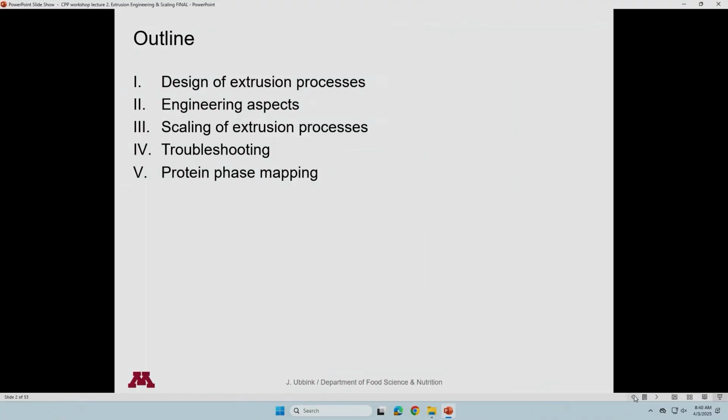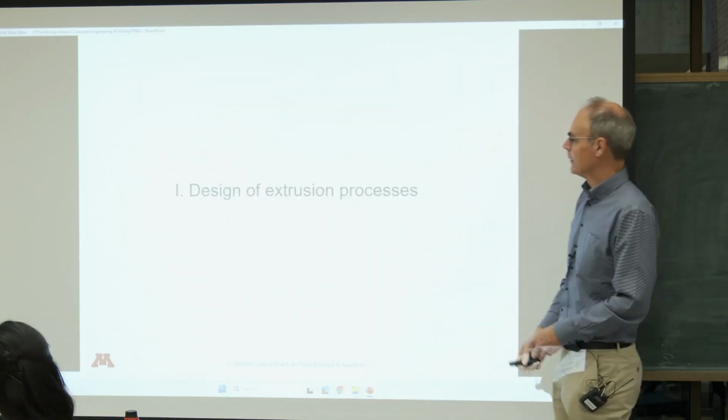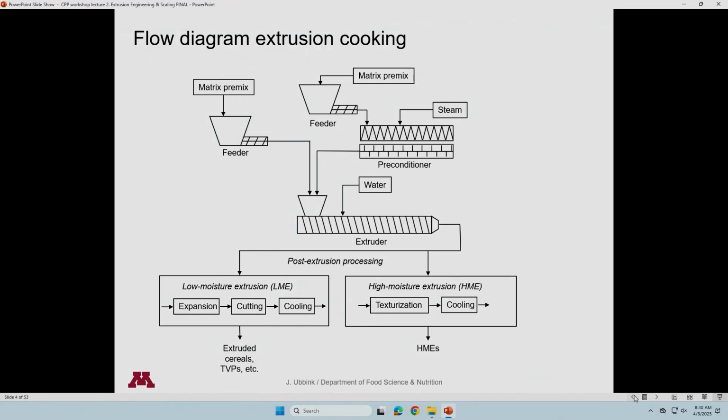Then we go into the scaling aspects. We need some engineering principles there, but I also want to outline the limits of some of these engineering principles. And at the end, as I mentioned, a little bit on the troubleshooting. So let's go first in the design, do a little bit of recap from yesterday. So we're talking here plant protein extrusion.